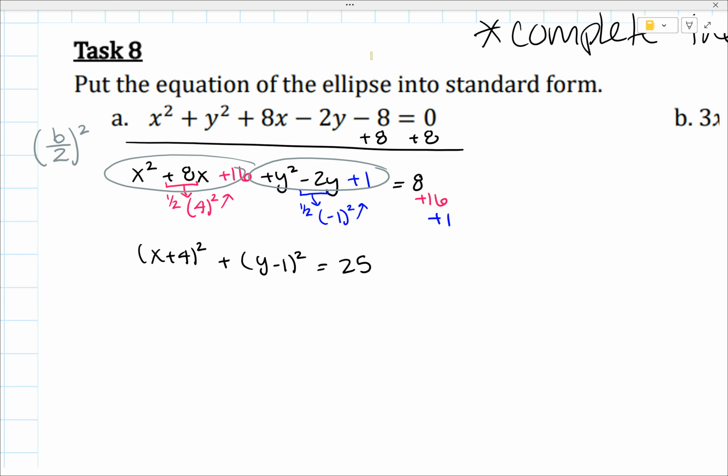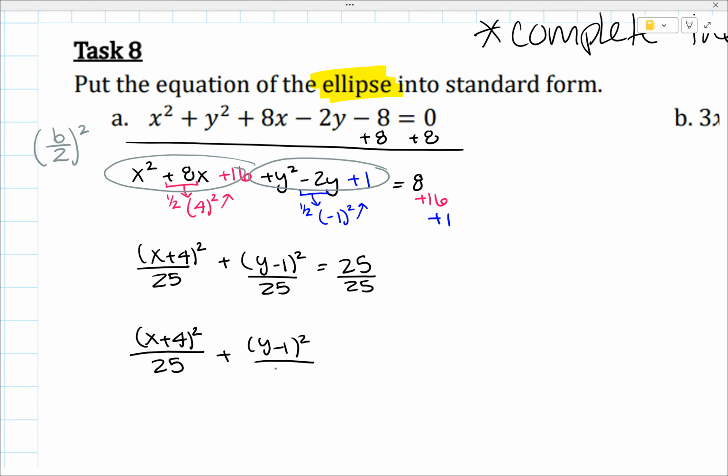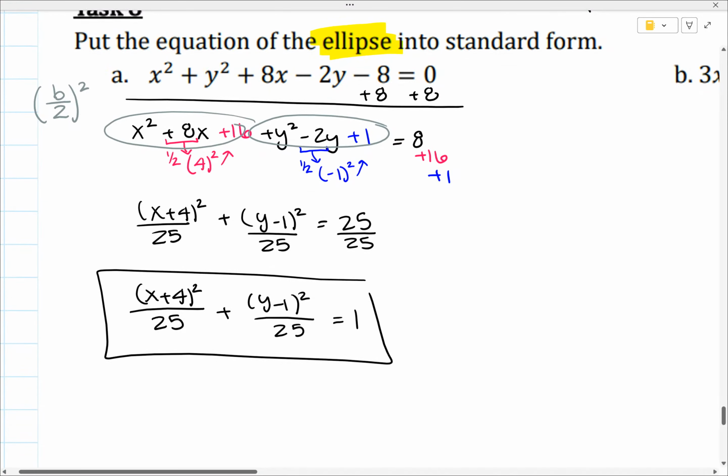And for an ellipse, remember, we need it to be equal to 1. So how can we get it equal to 1? Divide by itself. So we're going to divide by 25 on both sides. And we end up with x plus 4 squared over 25, y minus 1 squared over 25, and now it equals 1. And that would be the equation for our ellipse. Do we notice anything? We should. It's a circle. So because the A equals B, we have a circle for this one.